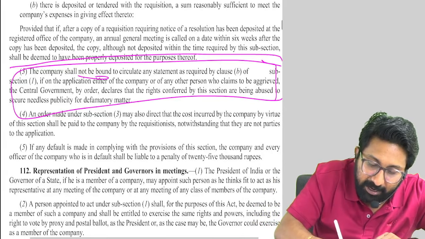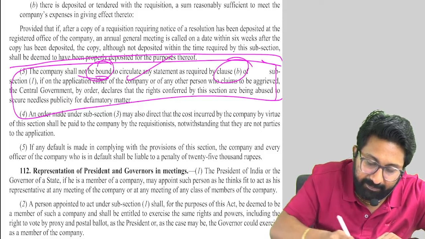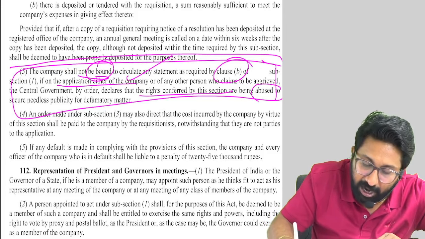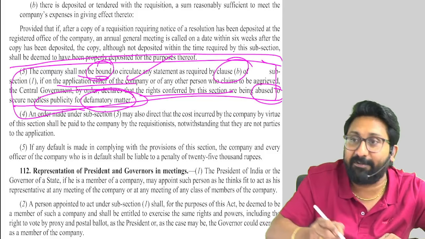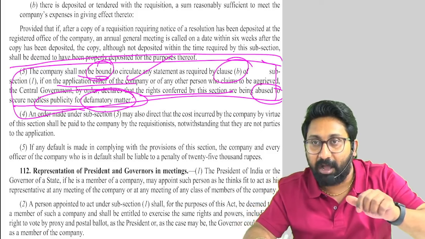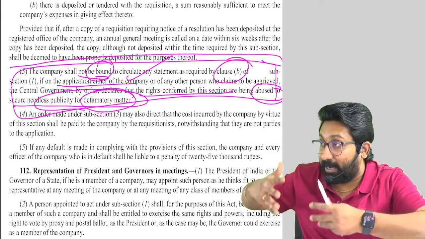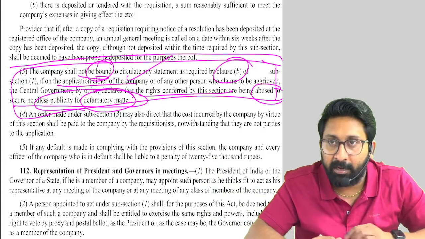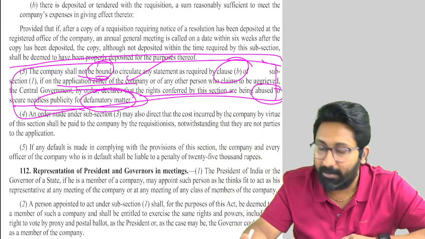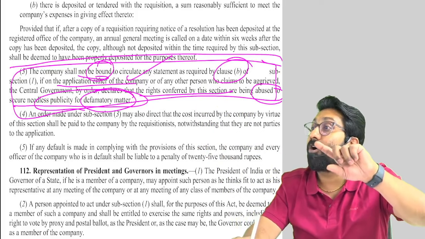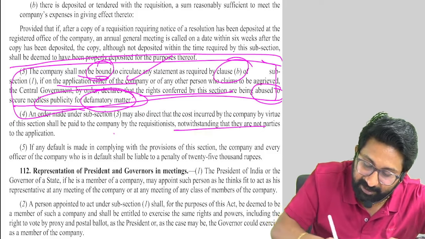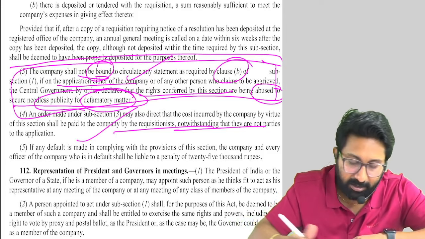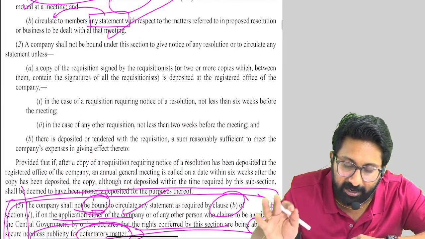The company should not be bound to circulate any statement under clause B if, on application of the company or other person claiming to be aggrieved, it is found that the rights conferred by this section are abused to secure needless publicity for defamatory matters. If any bad language is used, or the person writing the notice wanted to become more popular for publicity purposes and writes nonsense, then a complaint will be made to the tribunal, and whatever cost the company incurred will be reimbursed from that person. Nice section. Understood the point or not? This is how they drafted this.